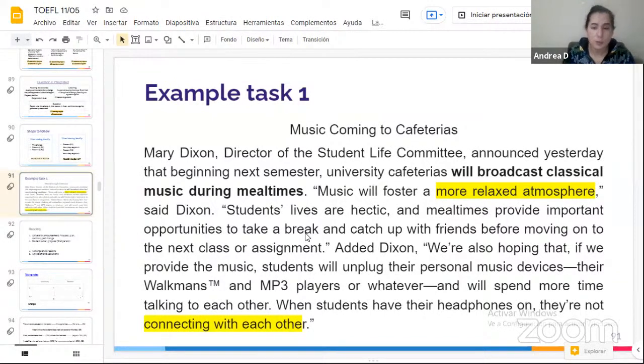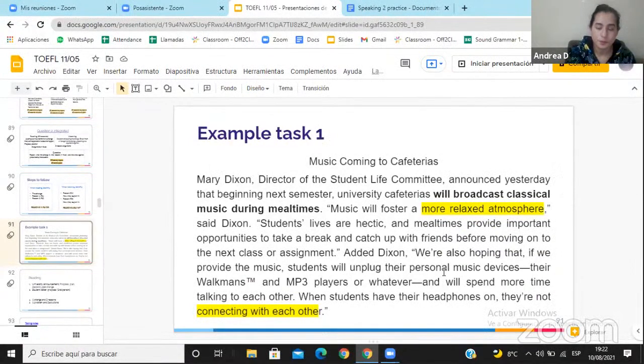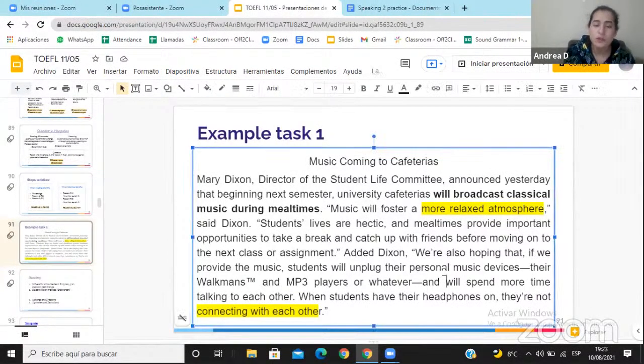So that's pretty much it. That's everything you will have to do when you read. So any questions about this? No questions? Okay, so next thing we're gonna do, we're gonna listen to the conversation.